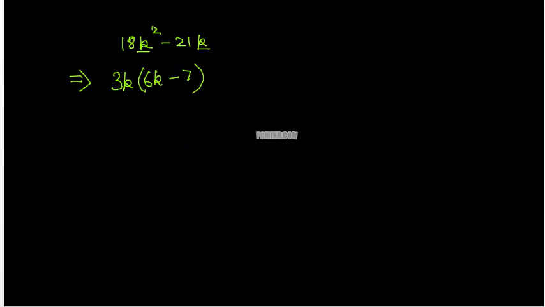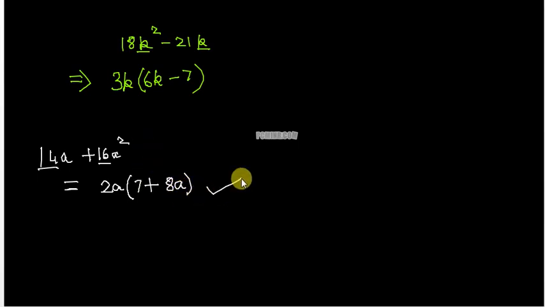Now I'm taking another question from your next question exercise. It's 14a plus 16a square. So I'm sure you know the answer. First thing, you look at it, 14 and 16, they're both even numbers. Definitely they fall in the table of 2. So I'll take 2 common outside. A and a square, definitely a is common. So multiply this with what? 2a times 7 would give me 14a, plus 2a times 8a would give me 16a square. So that is your final answer.